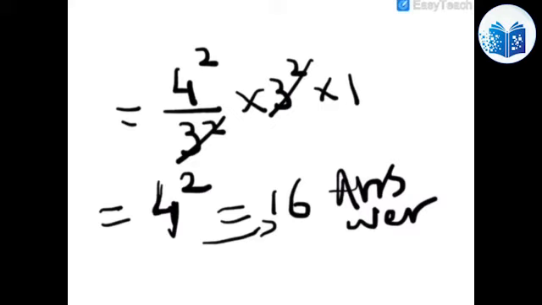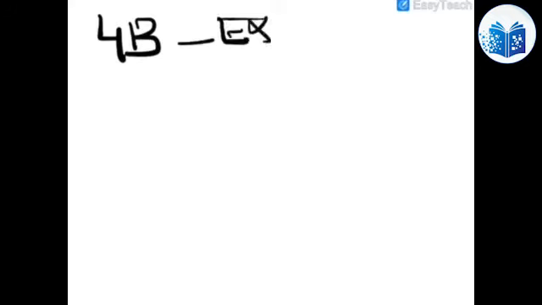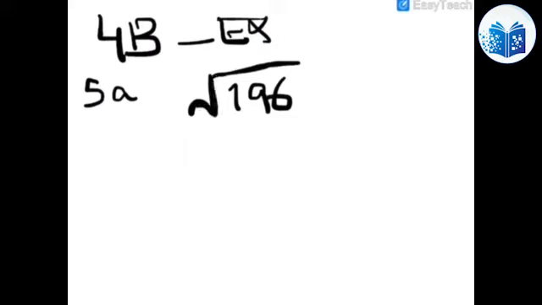Now, question number 5. In exercise 4B, 5A, they said under root of 196. We need to see whether we can actually solve it with that under root thing, because as you remember, under root means power half. So let's do it with the LCM method.